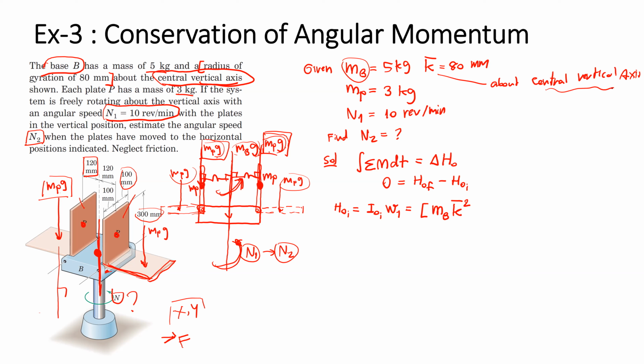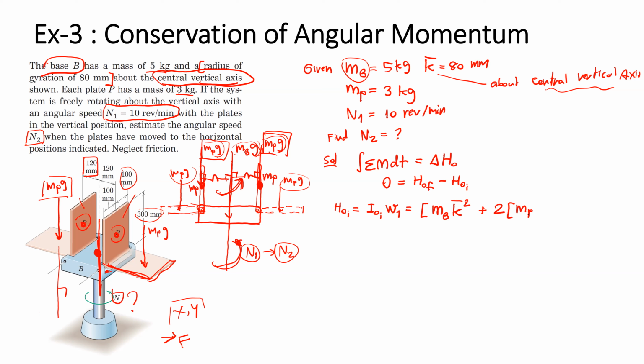For the effect of inertia due to the plate, we have two plates, and each plate has mass m of the plate.